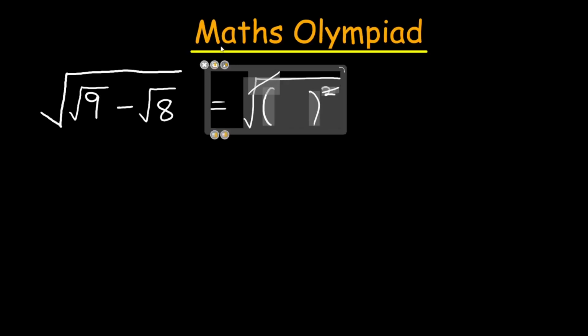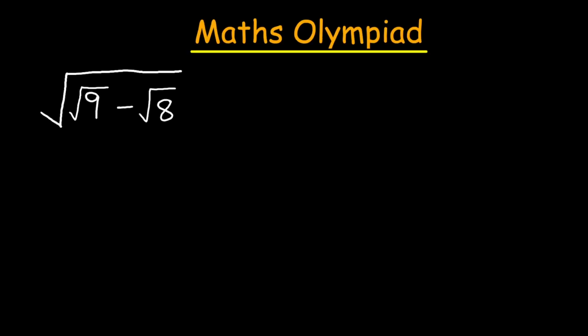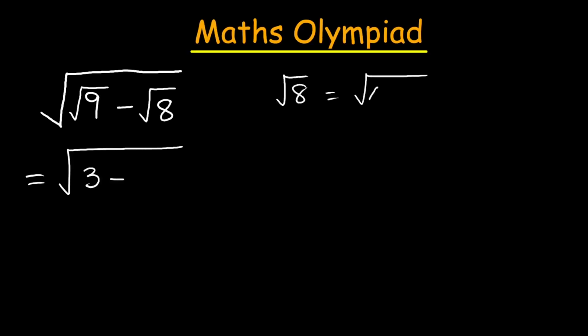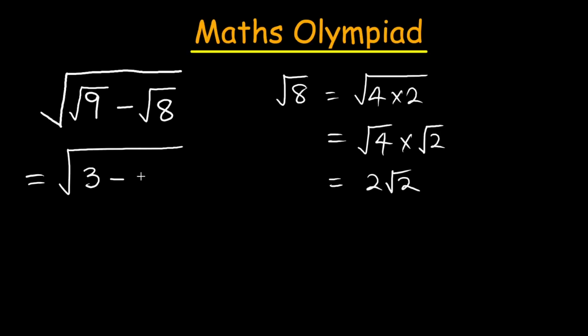That's basic indices. What we are going to do here is start the simplification from inside out. So I'm going to simplify root 9. The square root of 9 is 3, minus the square root of 8. Root 8 is root 4 times 2, which is root 4 times root 2, which is equal to 2 root 2. So I have root 8 to be 2 root 2.